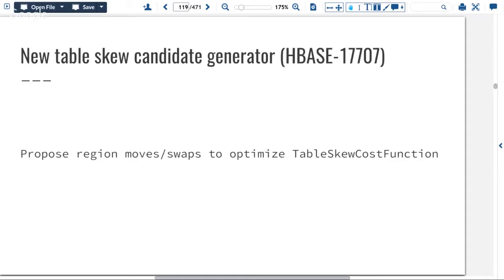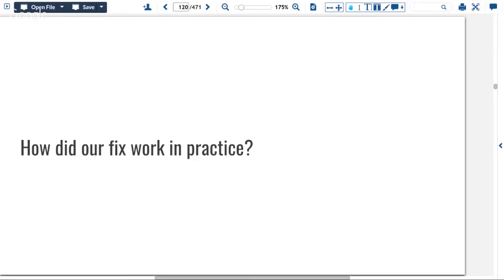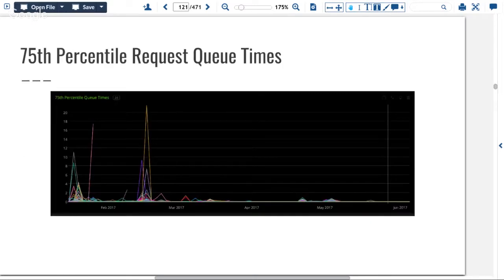Now, all the table skew candidate generator does is suggest moves or swaps that reduce the number of moves or swaps needed to reach that ideal state. So essentially, it's just optimizing that table skew cost function. All right, well, so we had these theories and we wrote this code, but did it do anything? If we look at this graph, what this indicates are 75th percentile queue times for requests. So 25% of requests were taking longer than what this graph indicates, and 75% were doing better.